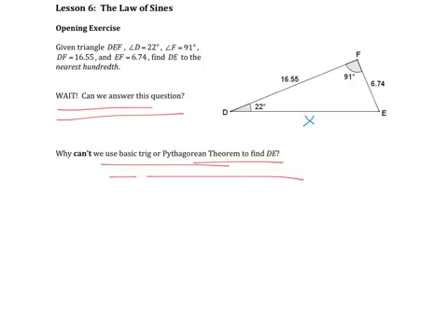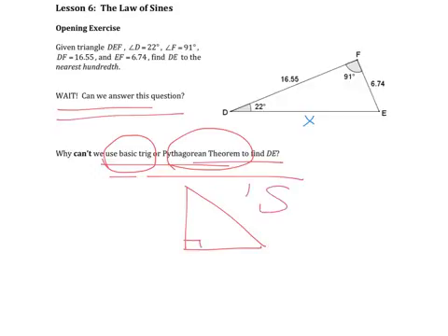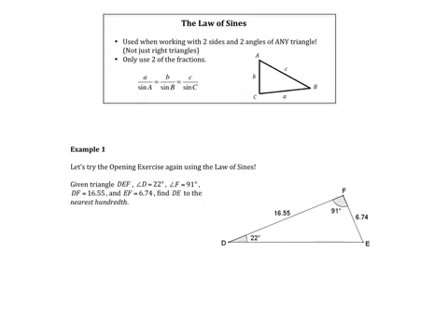We can only use basic trig or Pythagorean theorem on what type of figures? That's right. Right triangles only. We do not have a right triangle. As a result, we can use another formula. It's called the law of sines, and you could use this on any triangle, including right triangles.